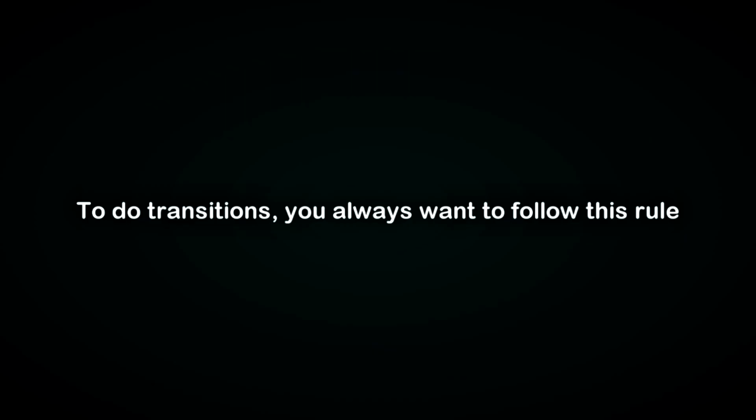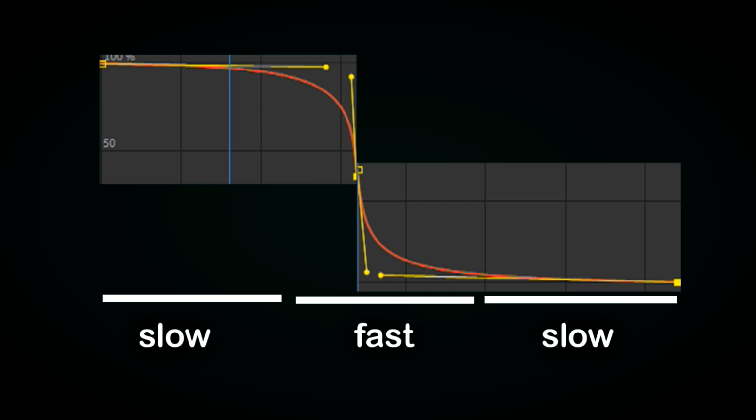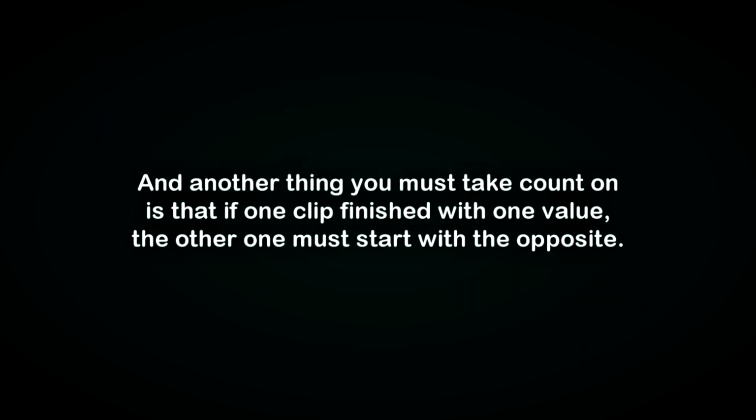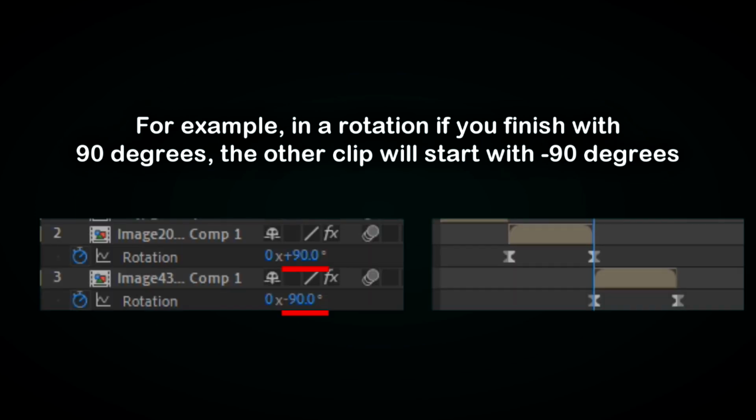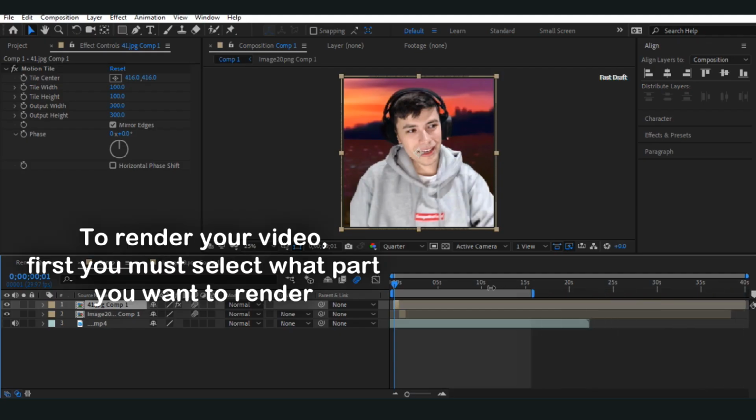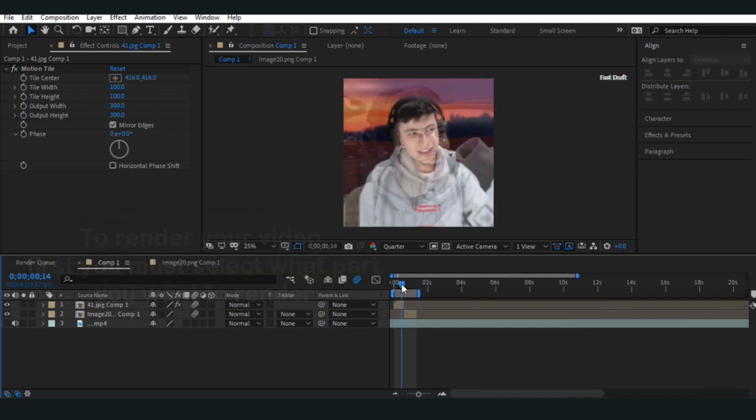To do transitions, you always want to follow this rule. Slow, fast, slow. And another thing you must take count on is that if one clip finished with one value, the other one must start with the opposite. For example, in a rotation, if you finish with 90 degrees, the other clip will start with minus 90 degrees. Or with position being 640 the default, if one clip ends with more than 640, the other should start with less than 640.